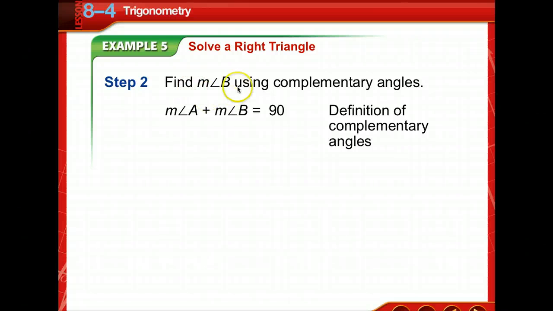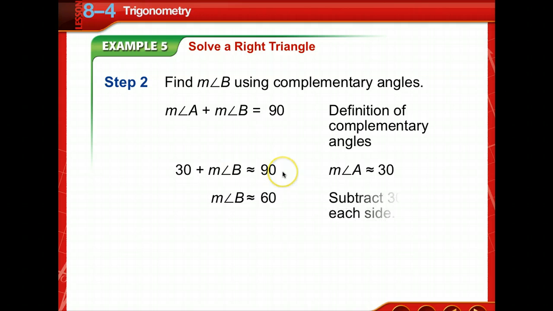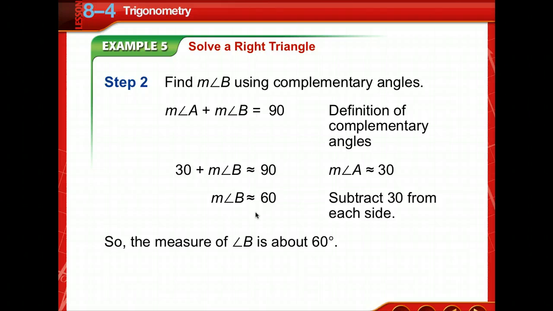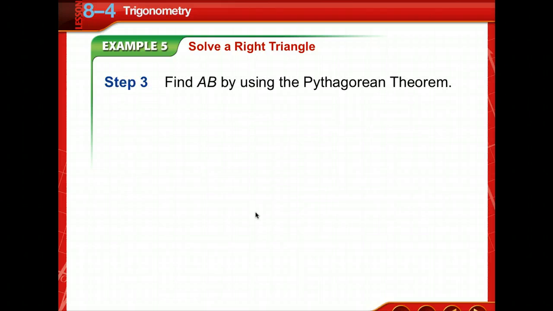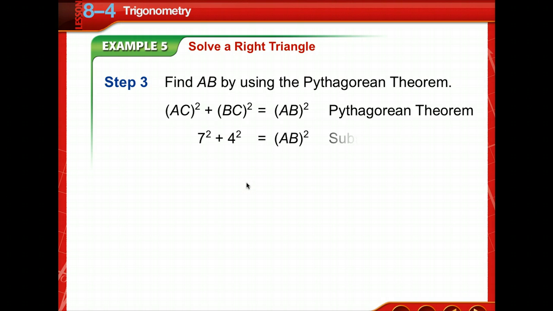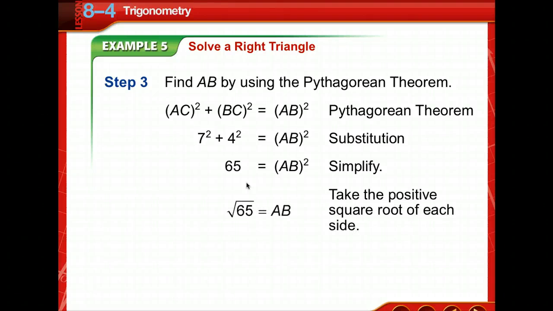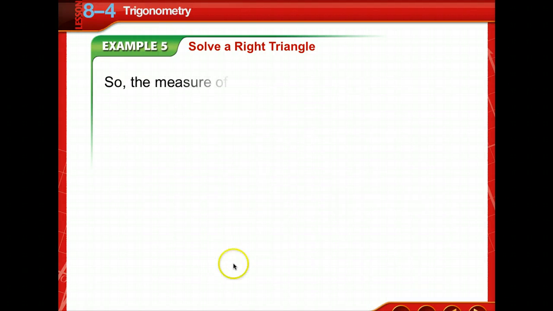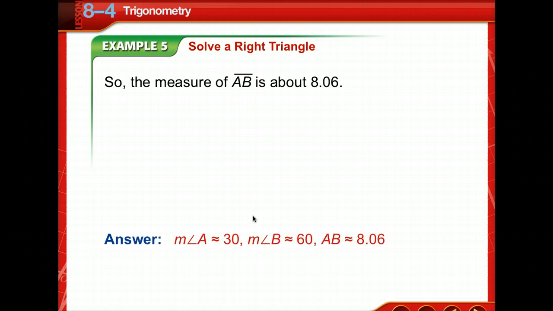Since angle A and angle B are complementary, we've got the 30, we've got the 90. So we can say that the measure of angle B is approximately 60 degrees. Now we can use the Pythagorean theorem to find that side length. So AB is approximately 8.06 or 8 6/100. So the measure of A is approximately 30, the measure of B approximately 60, and the segment AB is approximately 8 6/100.